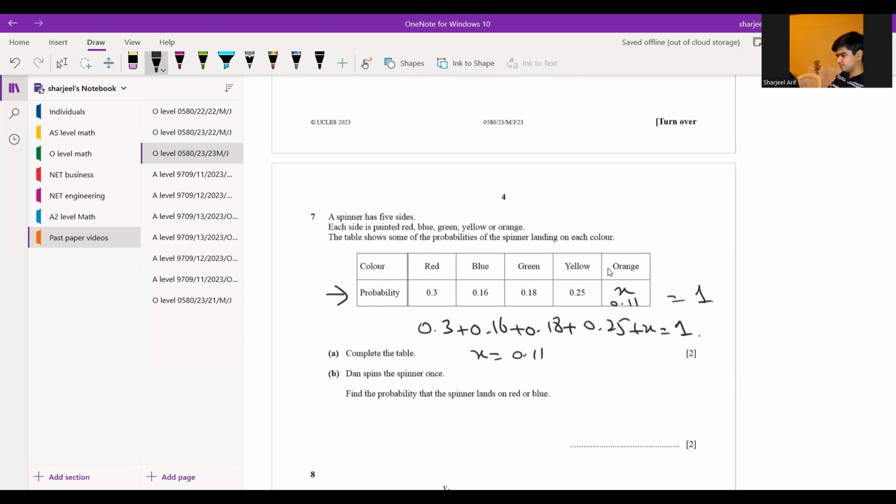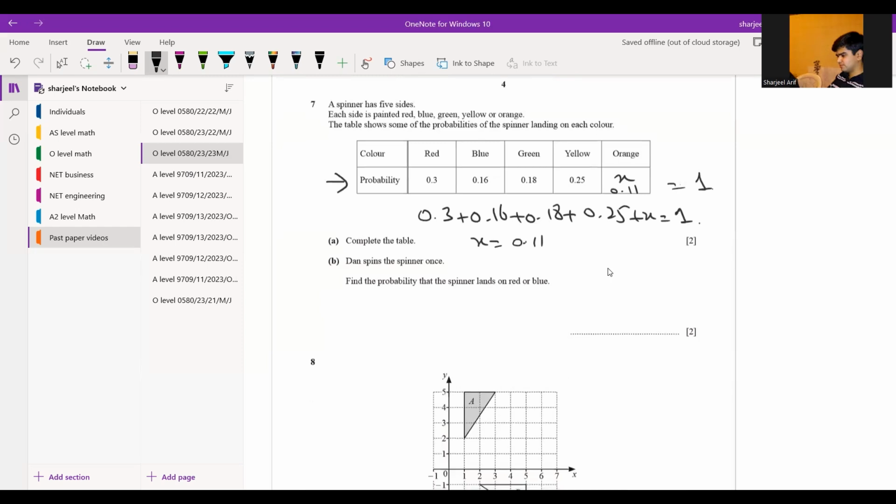Now for part B, we have a spinner. The spinner is circular in shape. This means the total angle is 360 degrees. And we have to find the probability. So for that, we do not need the degrees. We have to find the probability of red and blue. Red is 0.3, blue is 0.16. So the probability will be 0.3 plus 0.16. That would be 0.46.